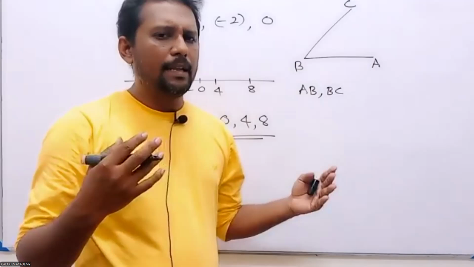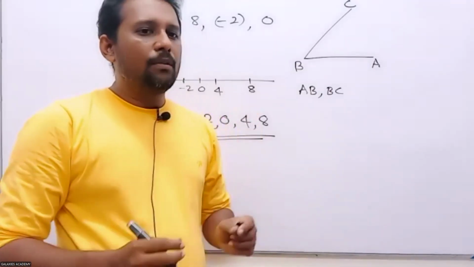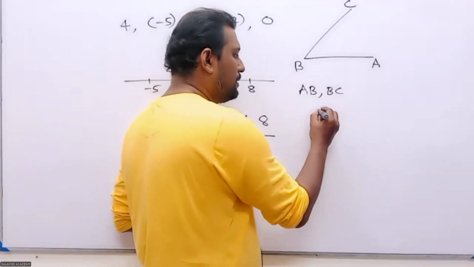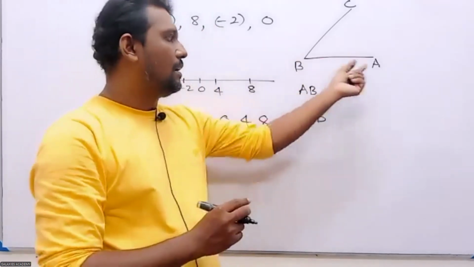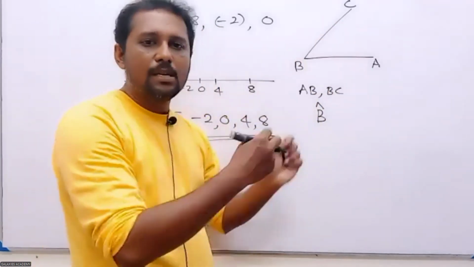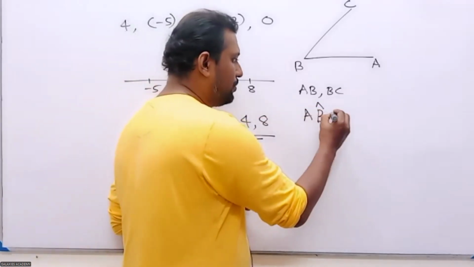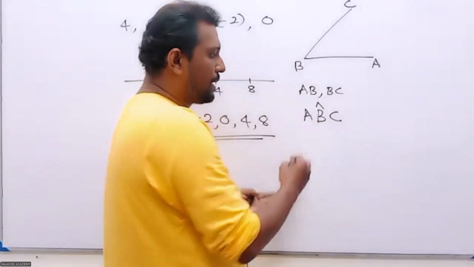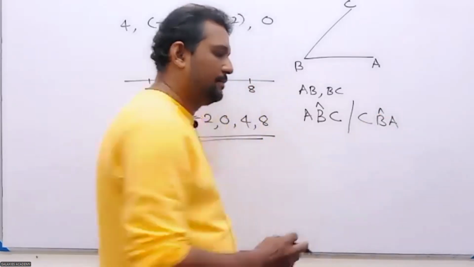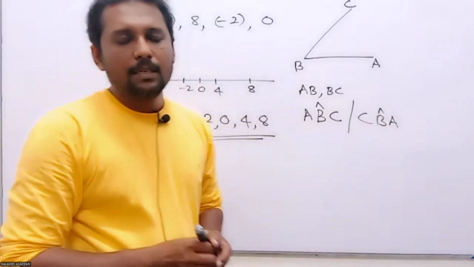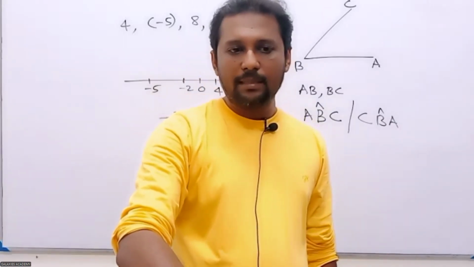So how can you name the angle? The vertex you have to write in the middle. Then on the vertex you have to put a hat. The other two letters of the arms you write on either side of the vertex. What are the other two letters? A and C. If you want, you can write angle ABC. If you want, you can write angle CBA. That is the theory, right? Then using this theory, we can go to the question to get the answer.